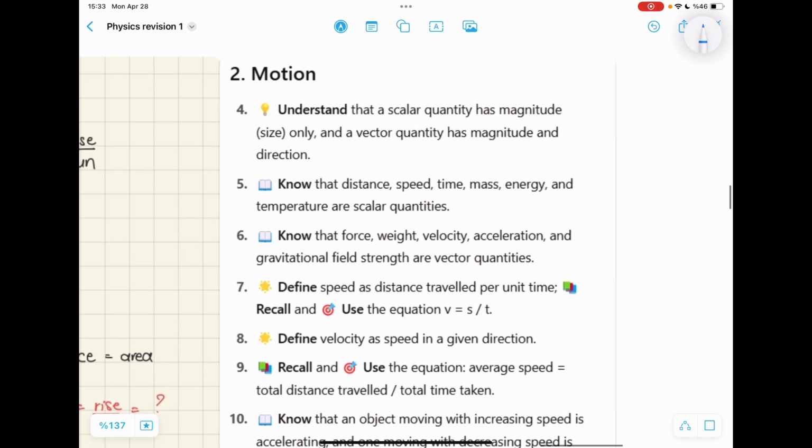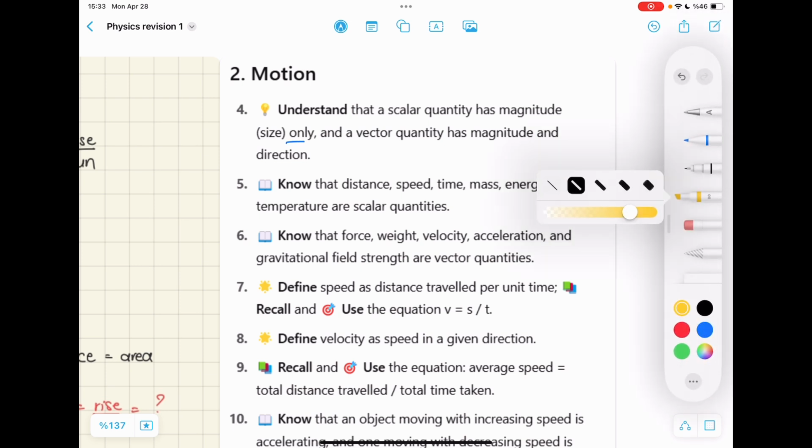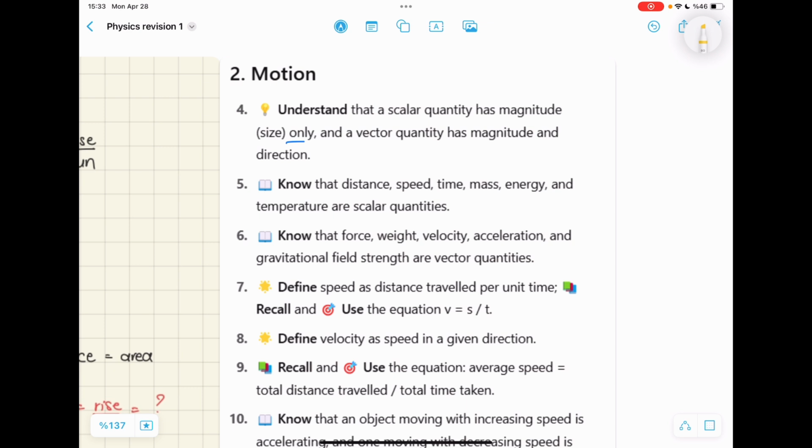So we need to understand that a scalar quantity has magnitude only, and a vector quantity has a magnitude and direction. Up to this point, we didn't talk about scalar and vector quantities in this revision. So now we are reminding ourselves about that. So scalar has a magnitude only, or only a value, a number, whereas a vector quantity has a magnitude and a direction. And there are examples of these, of course.